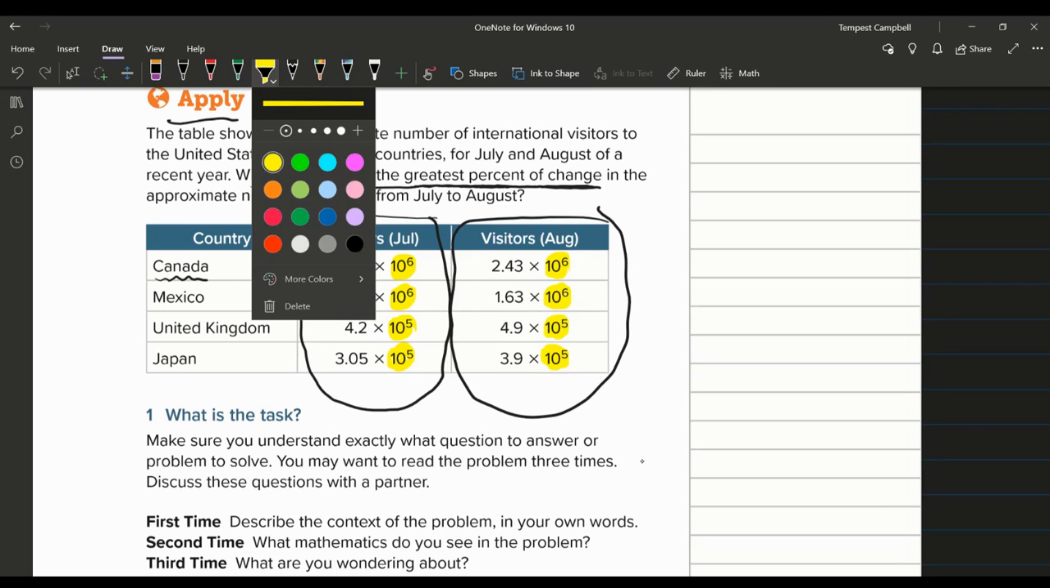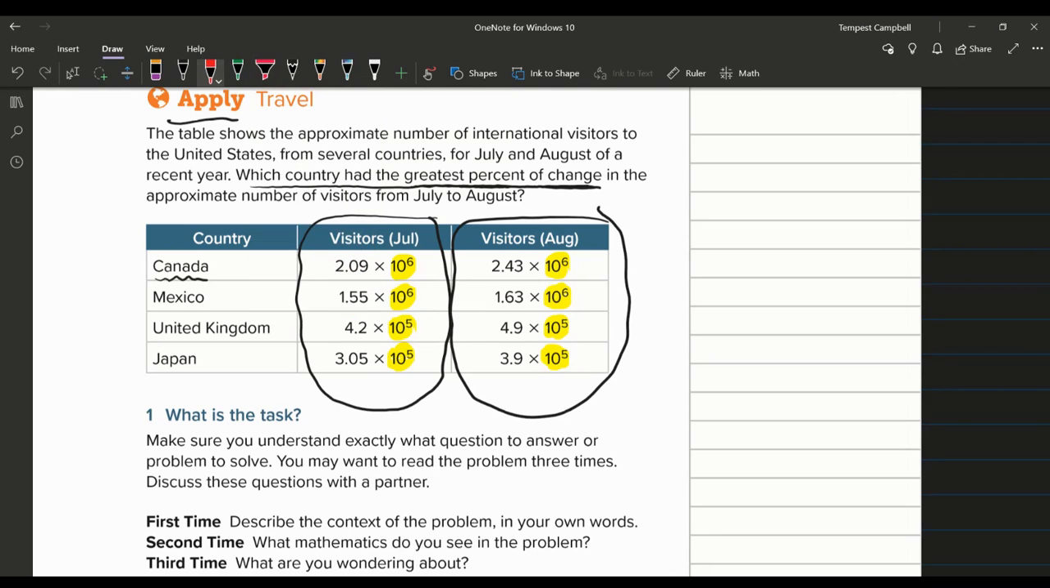Now let's look at what is different. I'm actually going to underline that. We go from this number to this number, this one to this one, this one to this one, and then this one to this one. So it looks like they all increase. We go from 2.09 to 2.43, 1.55 to 1.63. Looks like they're all increasing. So let's figure out what the difference is.